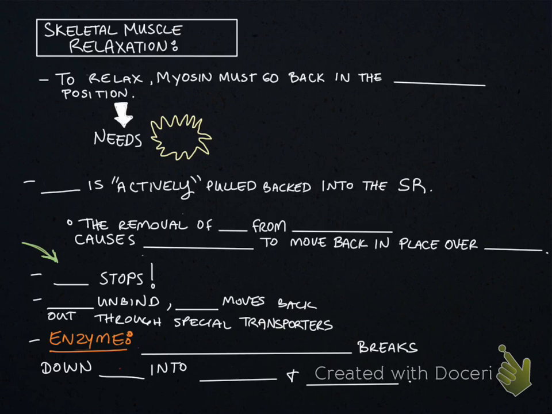Okay? So, just to review relaxation, myosin must go back into the cocked position, and to do this, it needs ATP. Okay? So we're just working in reverse here. Calcium is actively pulled back into the sarcoplasmic reticulum.